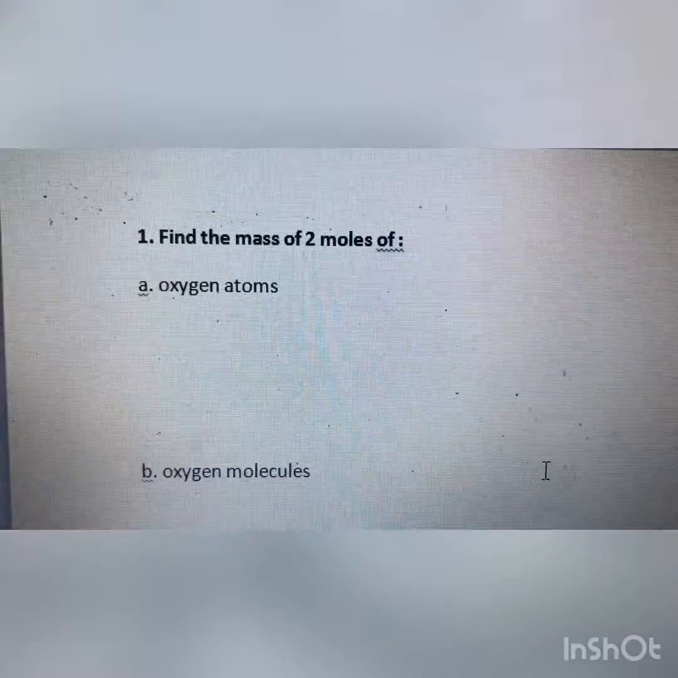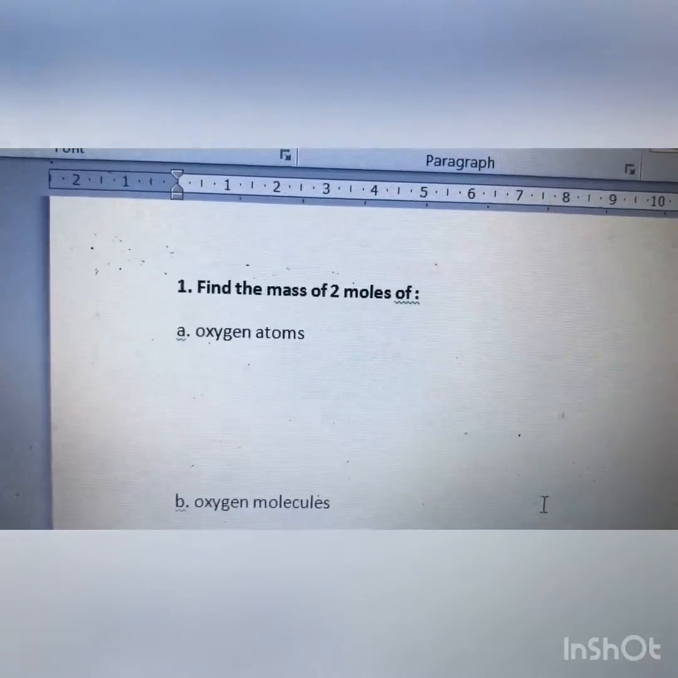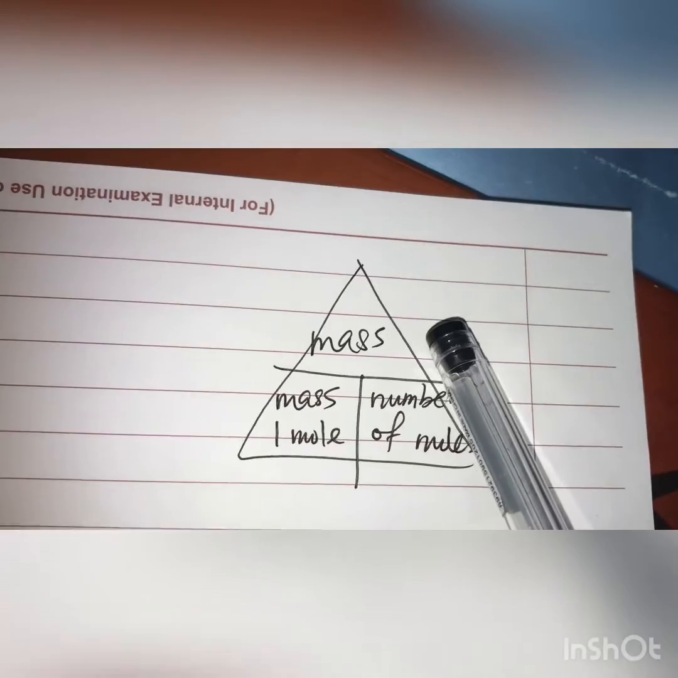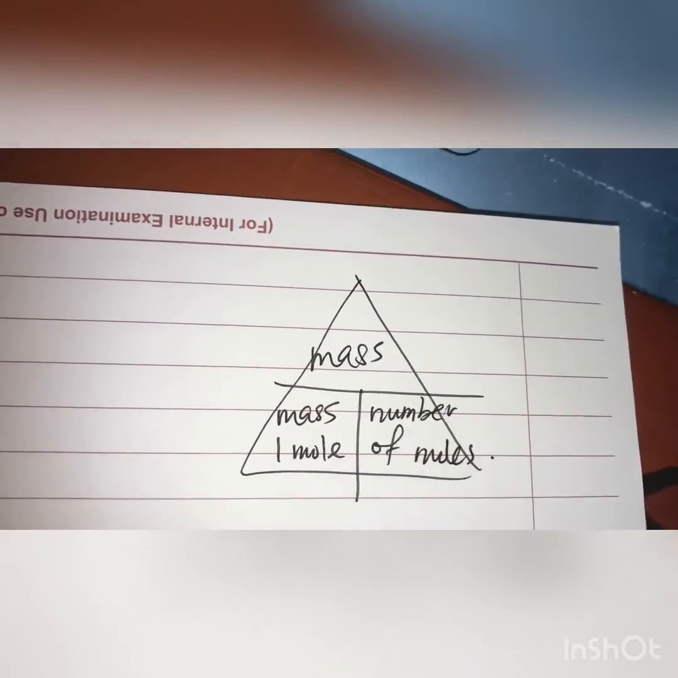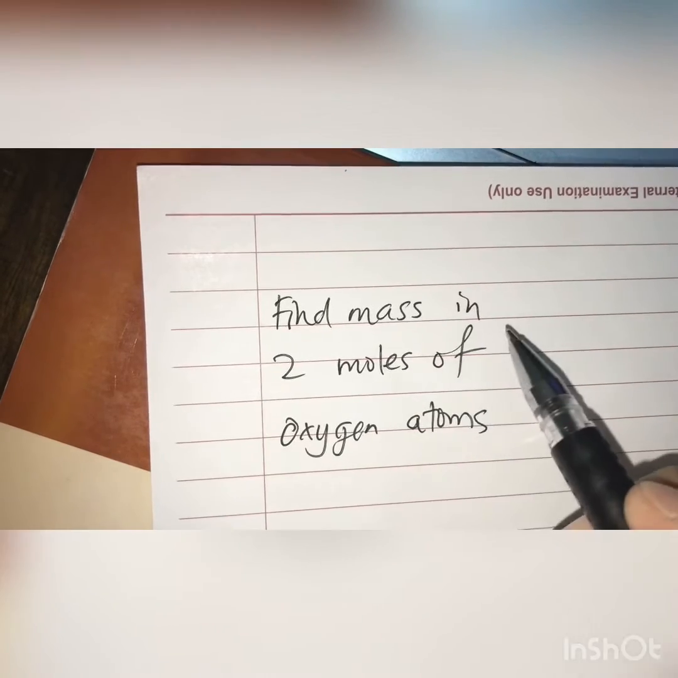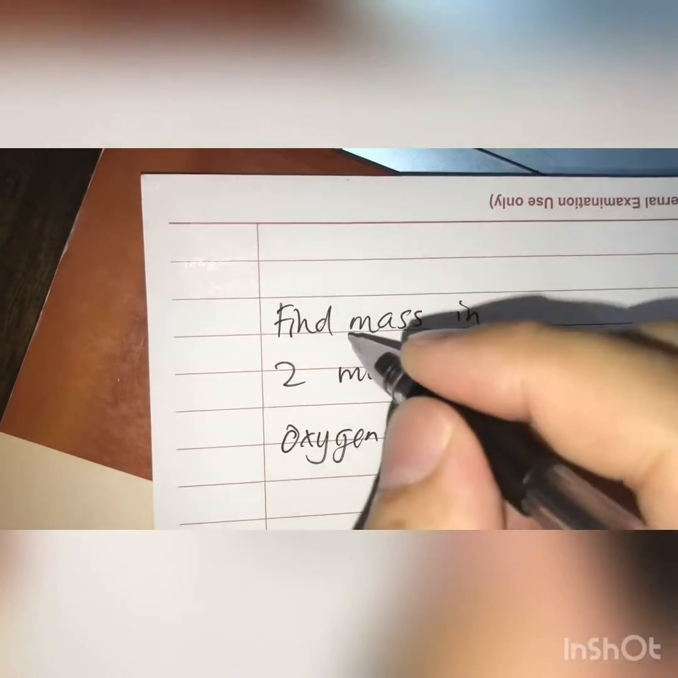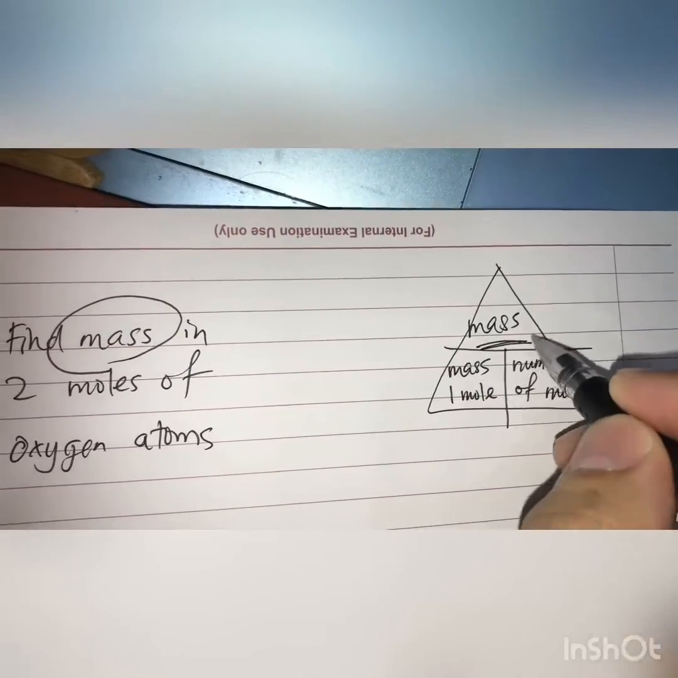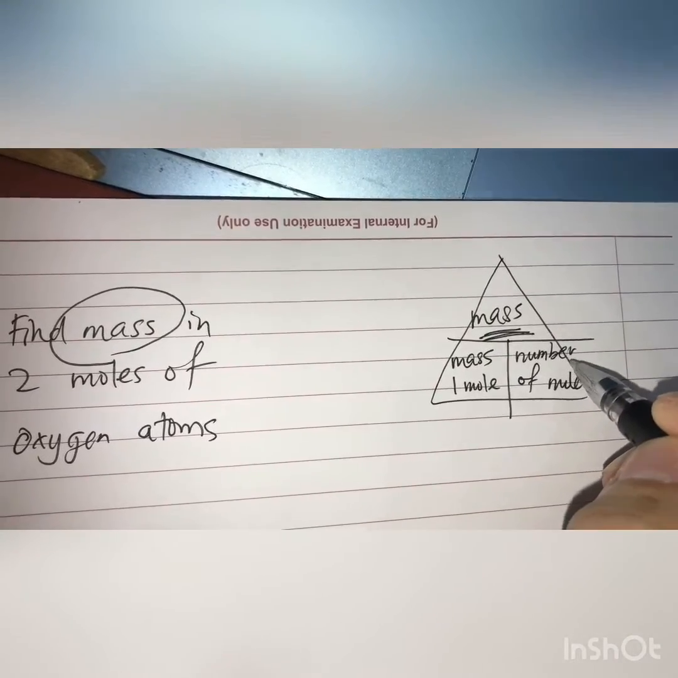Go to the next question. Find out the mass of 2 moles of oxygen atom. You must always remember this formula: mass on top, mass in 1 mole, and number of mole. So to find out the mass, we have to use this formula: mass equals mass in 1 mole times number of mole.